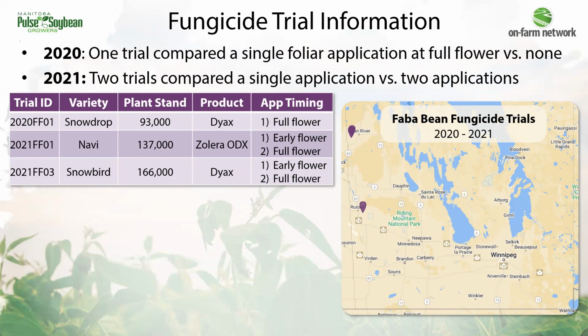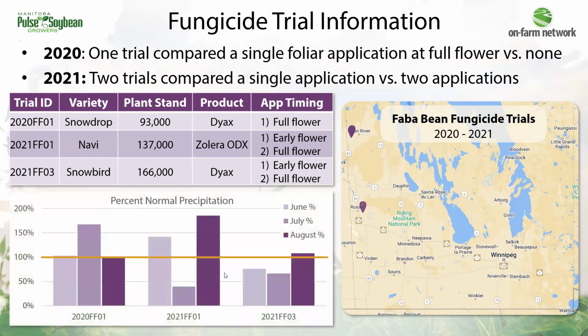Precipitation and moisture will, of course, play a role in determining how much disease pressure is going to develop. So here we've got the percent normal precipitation for June, July, and August for each of those 3 fungicide trials. The 2020 trial received 168% of normal July rainfall, while July rainfall in 2021 was anywhere from 44 to 60% of normal. And then they had in 2021 a bit more moisture in August with those trials. Full flower, when that fungicide application was applied in a lot of these trials, was mid-July. So that July rainfall really is a key piece.